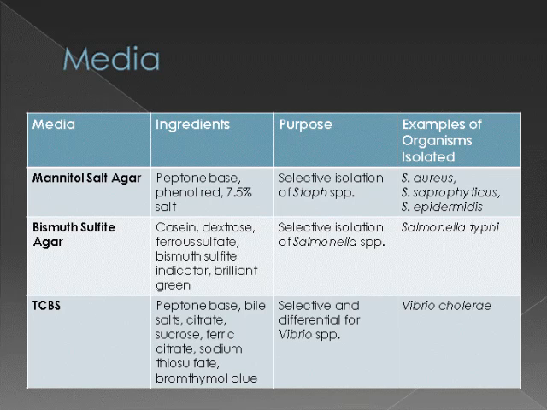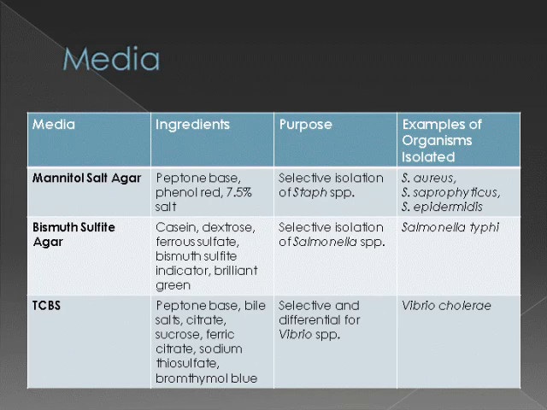Next, we have mannitol salt agar. This has a peptone base, a phenol red indicator, and consists of a high content of salt at 7.5%. This agar is used as a selective isolation tool for Staph species. We can grow Staph aureus, Staph saprophyticus, and Staph epidermidis on it. What Staph aureus will do is raise that indicator to a yellow color, and so the Staph aureus colonies will grow yellow, whereas most of the other Staph colonies will grow a red color.